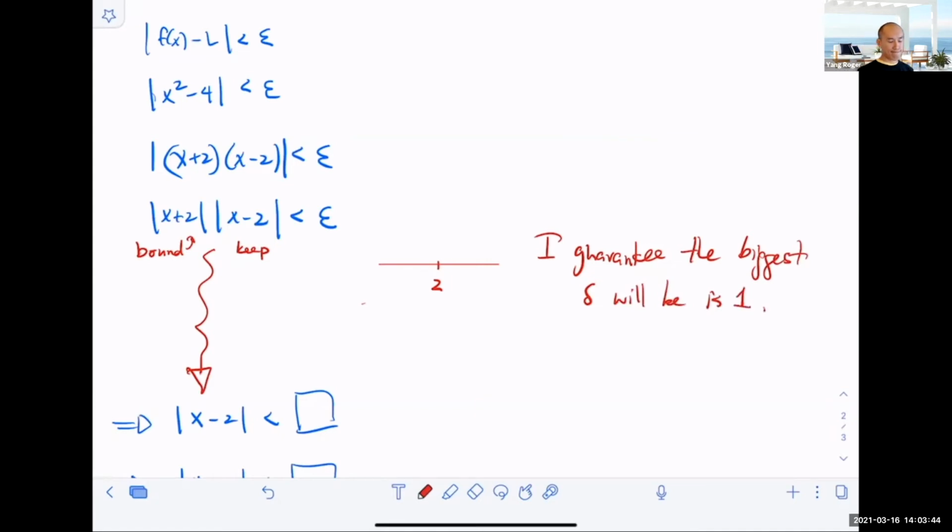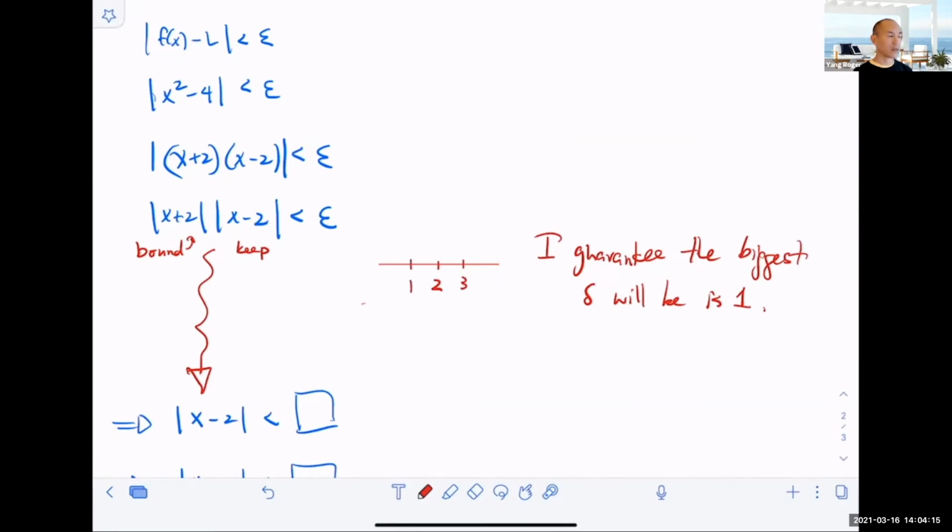Now, you don't have to choose the number 1. You could really choose any number. But if you want to bound this guy, you have to make some sort of a guarantee about delta. And let me explain how that guarantee is going to work. Okay. If I say the biggest delta can be is 1, that means the furthest I can go on this side is 3. And the furthest I can go on this side is 1.